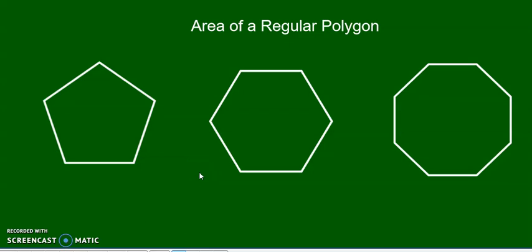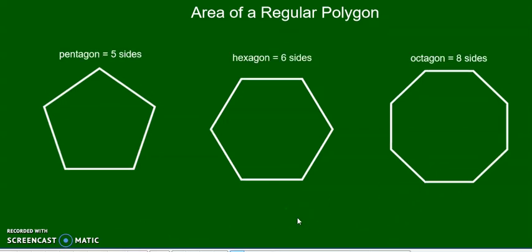In this video, we're going to learn how to find the area of regular polygons. So here we have three regular polygons. We have a pentagon here, a hexagon, and an octagon. So how are we going to find the area of these shapes, of a regular polygon?